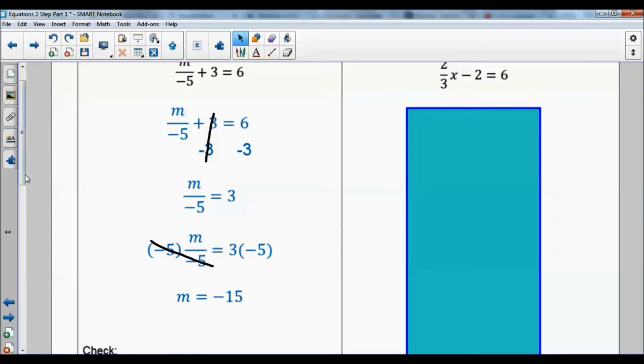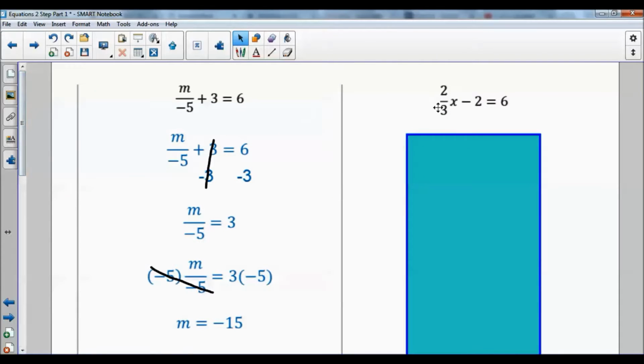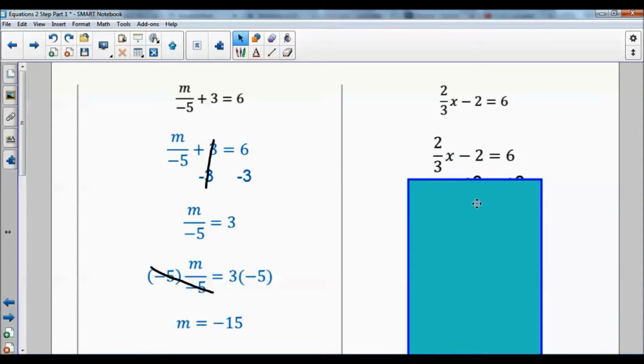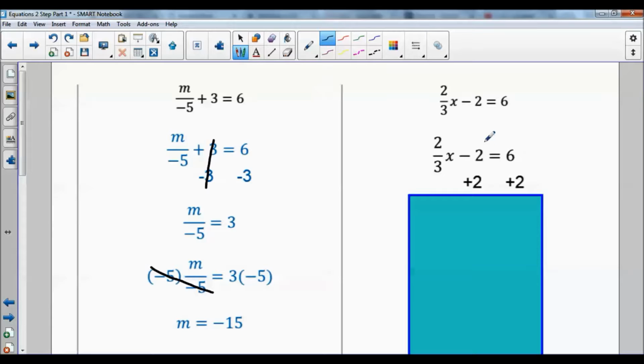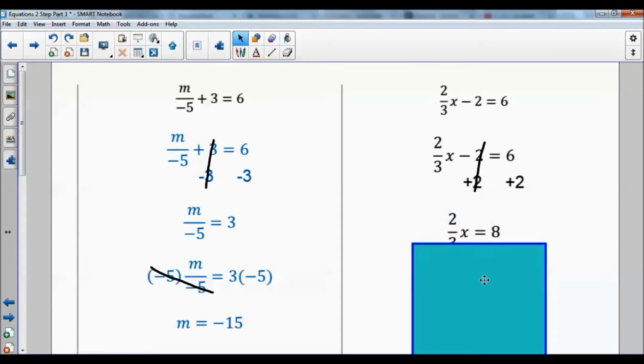Okay, our last one is definitely the trickiest. We have our fraction coefficient. But we still want to get rid of our constant first. So if this is our problem, the first thing we're going to do is add 2 to both sides to get rid of this -2. Remember, opposites. So these cancel out. And then we have 2/3 x is equal to 8, because 6 plus 2 is 8.